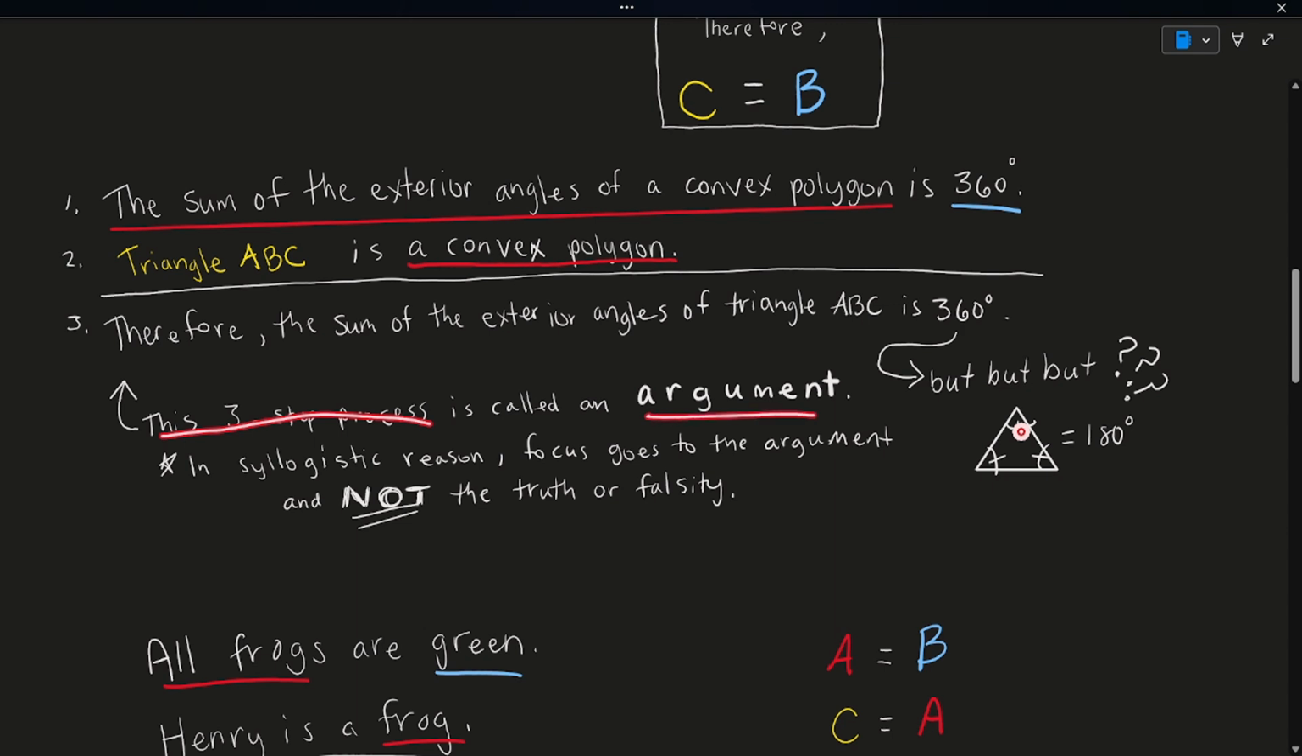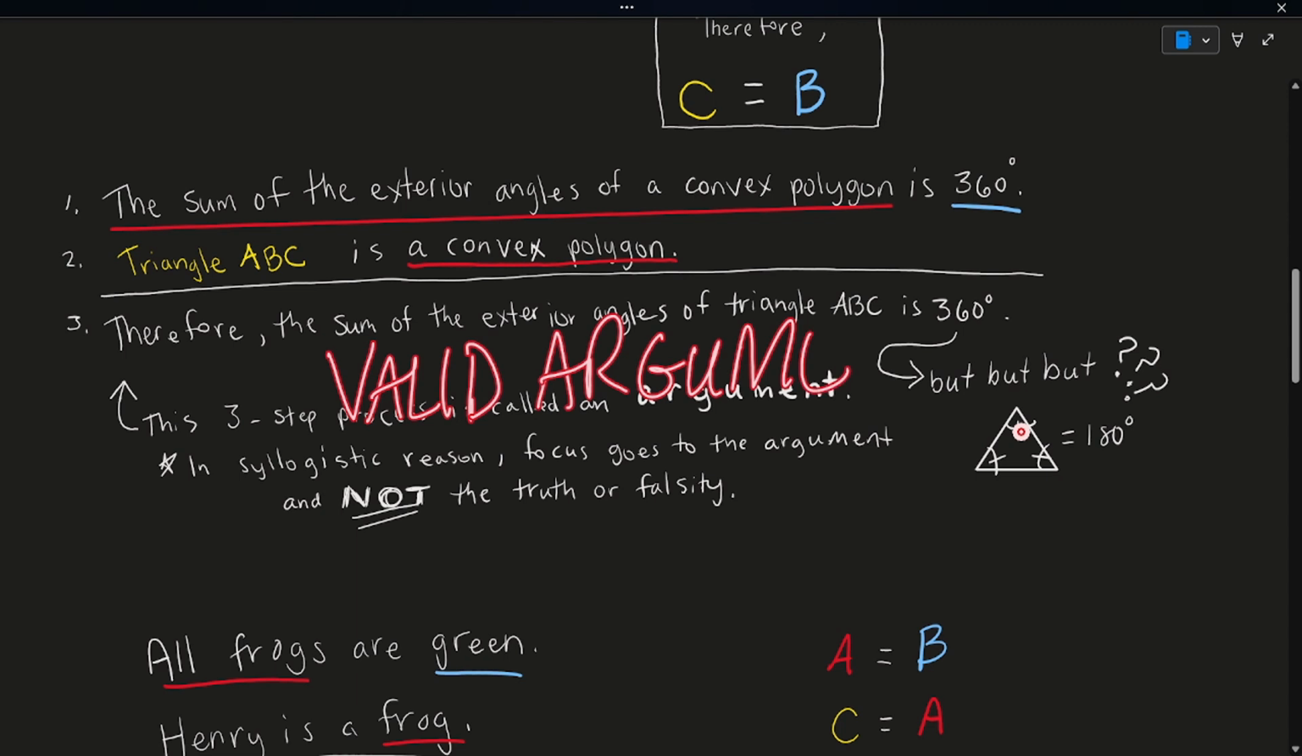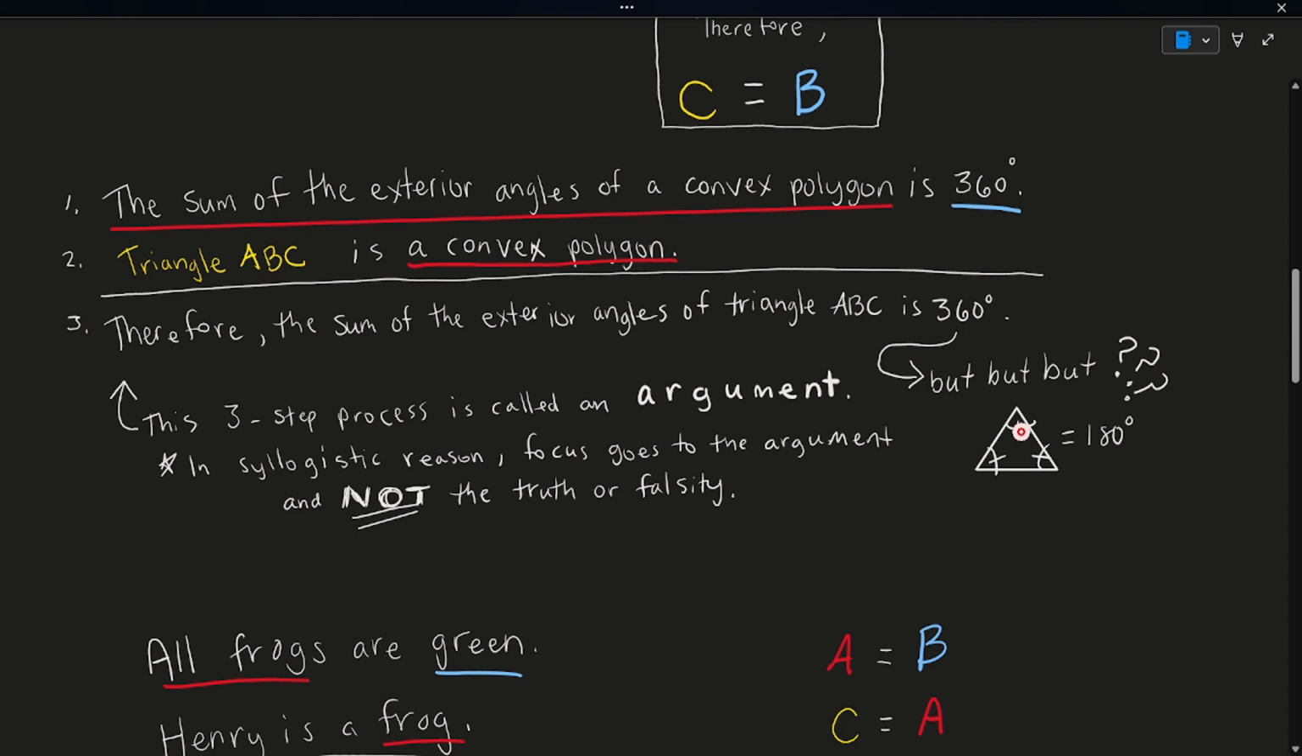It's called an argument. That's what you're going to be dealing with a lot in this lesson here, is arguments. In syllogistic reasoning, focus goes to the argument and not the truth or falsity. Okay? So this is actually what would be called a valid argument. Right? Even though we know this is false, we're not looking for true or false in an argument when we're asking, is it a valid argument?